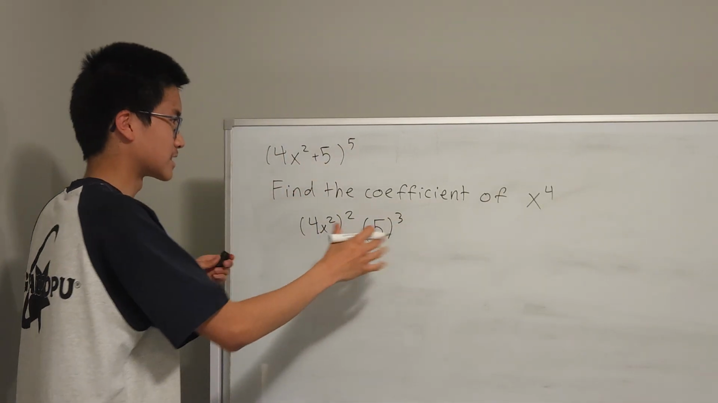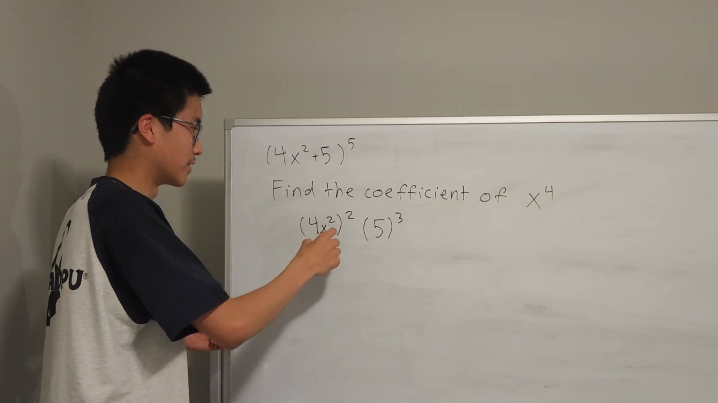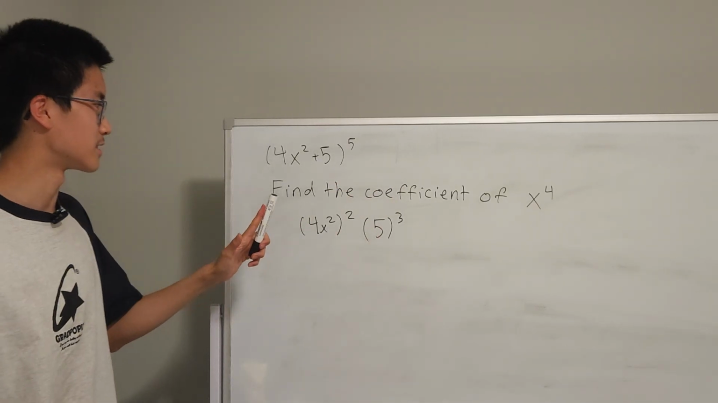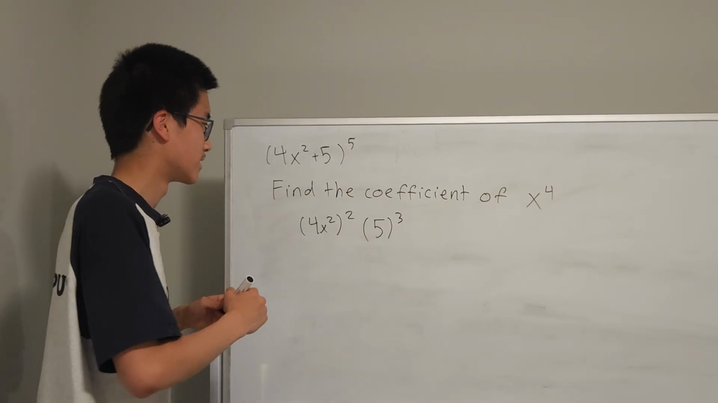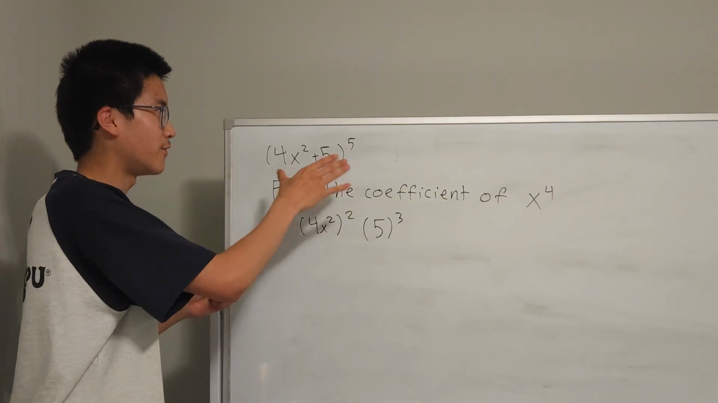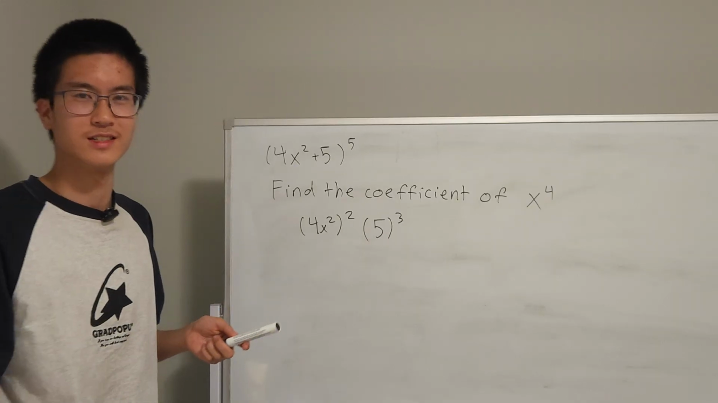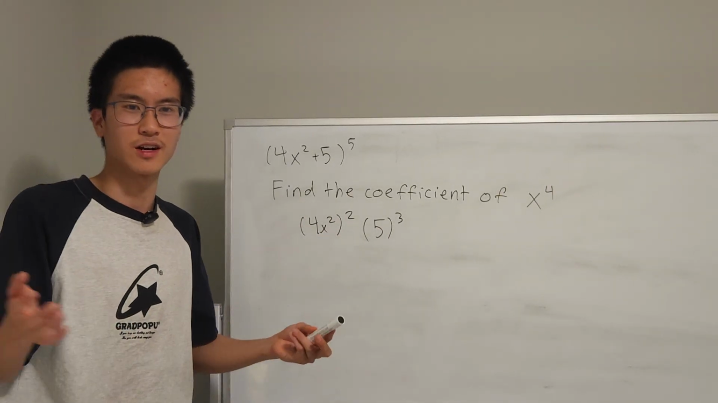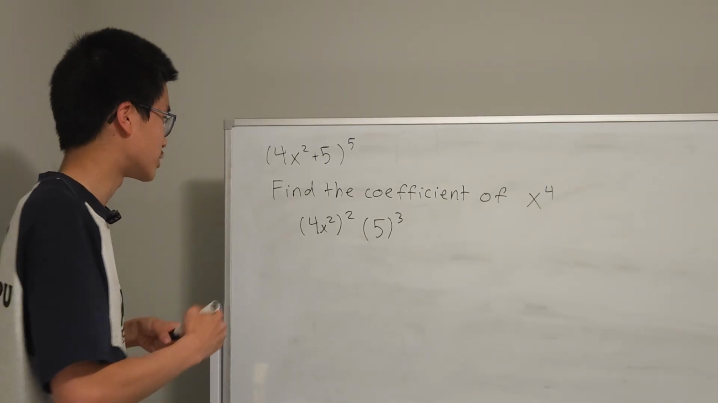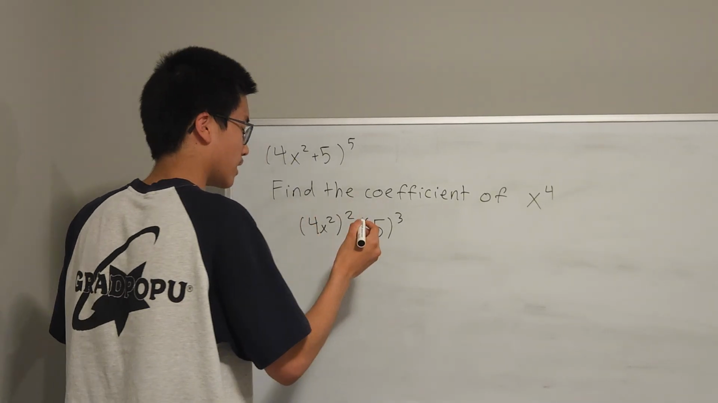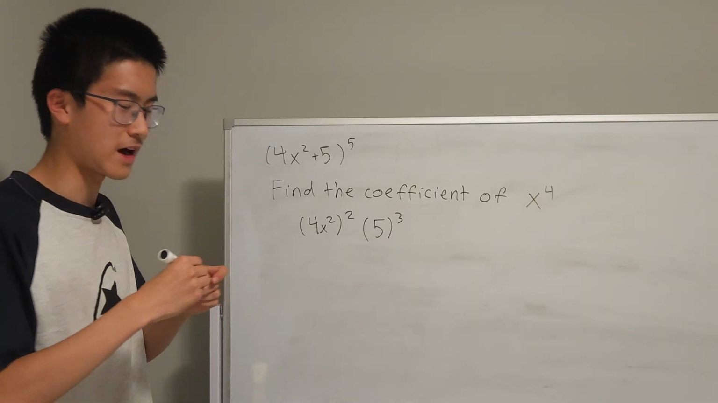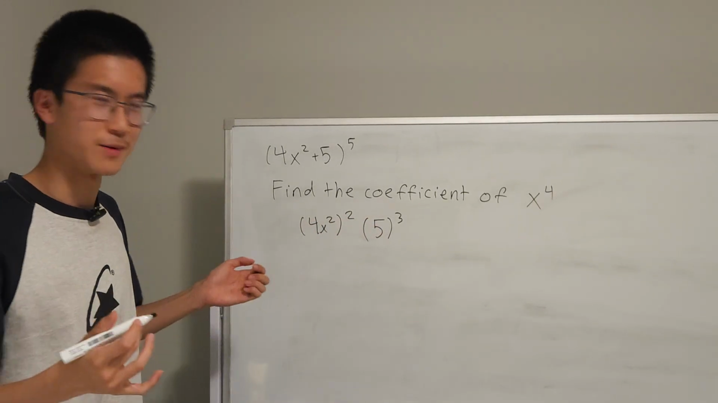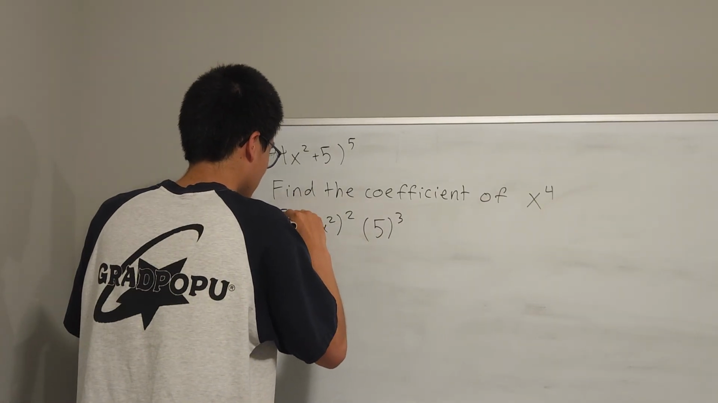And if you expand this entire thing out, you'll realize that there will be an x to the 4. However, this is not the answer, because this is not the only way to do this, right? Because we have 5 copies of these, and we want to choose 4x squared from 2 of them, we have to ask ourselves how many ways there are to do this. And this is just 5 choose 2.